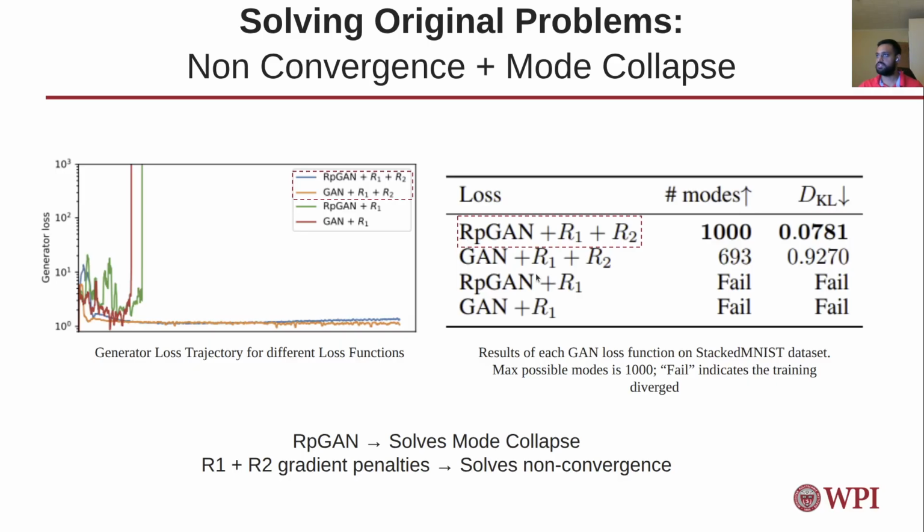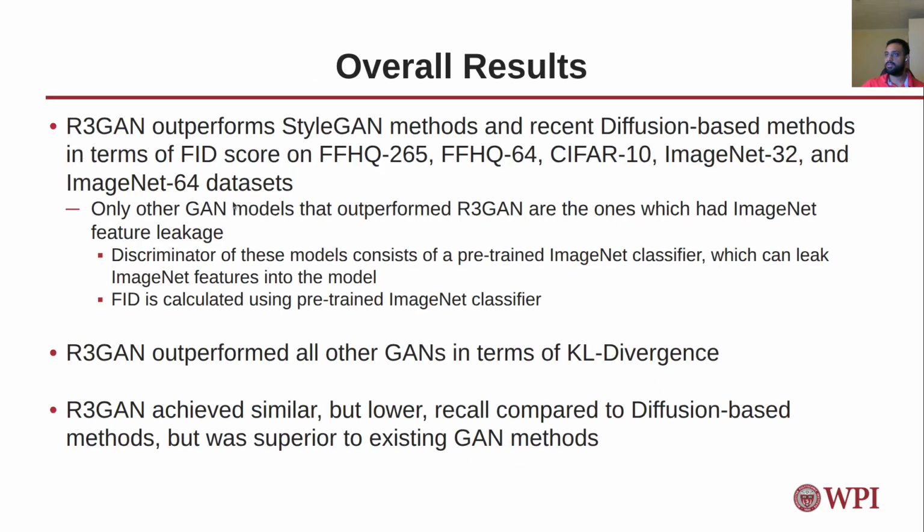So let's talk about the results. Let's see how the two problems, non-convergence and mode collapse, are solved. In this diagram, we can see that when we use regularization penalties, we can solve non-convergence. And when we use RpGAN in combination with regularization penalties, then we can achieve full mode coverage.